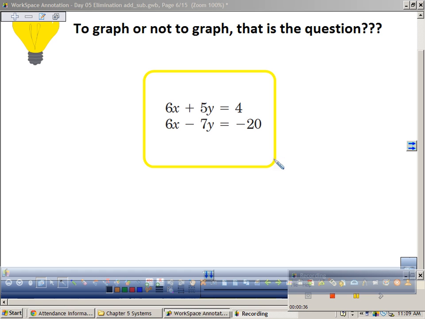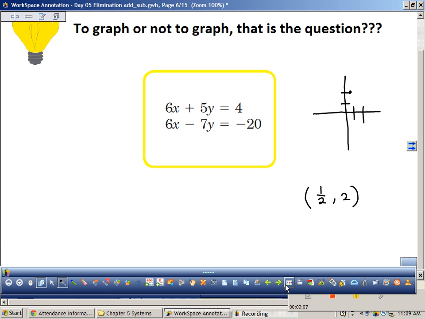Nobody? Can you guys think of when you're graphing something, when it would not be fun to graph it? When it's a fraction, right? Because fractions, if I said, here's my solution, 1/2, 2. Is that really fun to go to only 1/2 and then up 2? No. And you don't get very accurate results when you're using fractions on a graph.